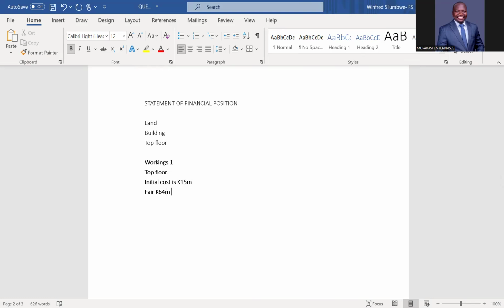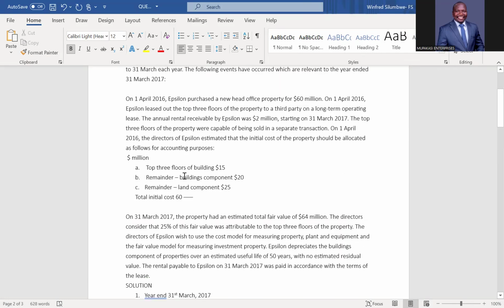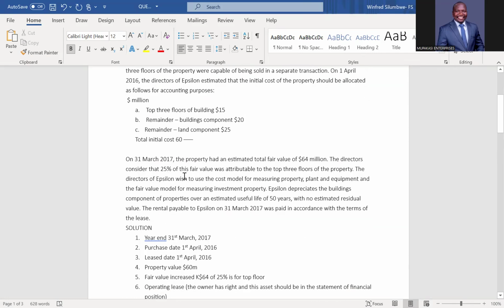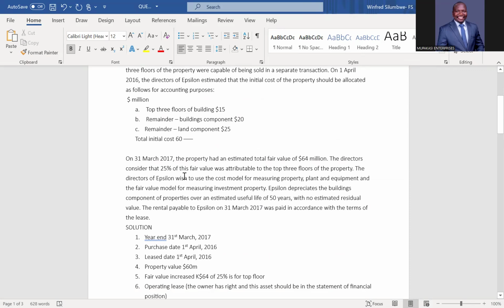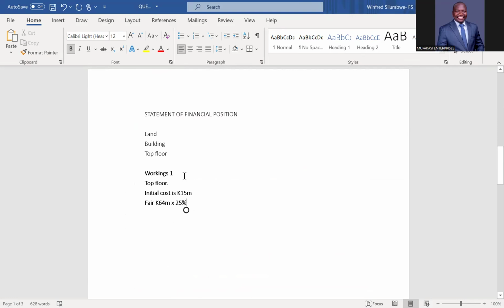And by 25%, because they're saying we need to look at what portion relates to this, because they're saying on March the property had an estimated fair value of 64 million. The directors consider that 25% of this fair value was attributed to the top floor. So 25% of that one gives us 16 million.